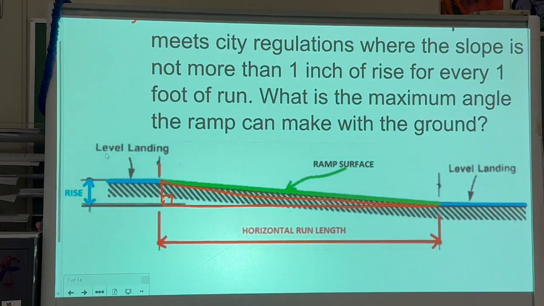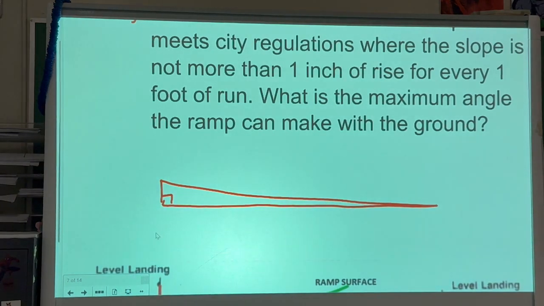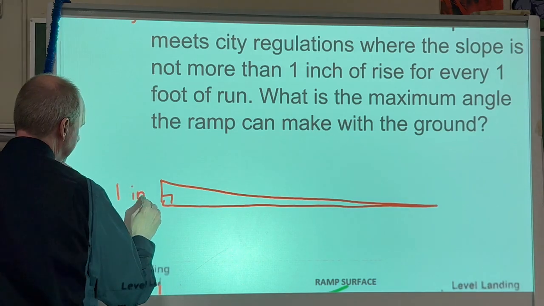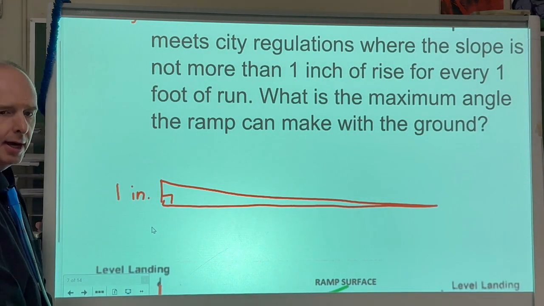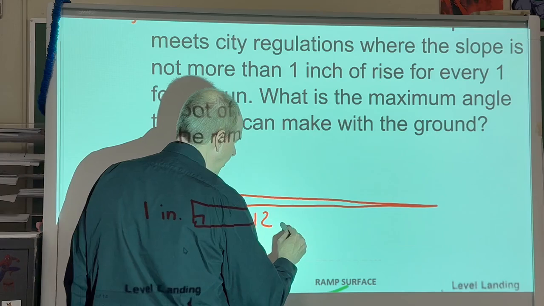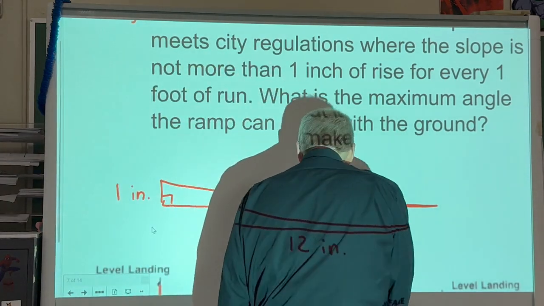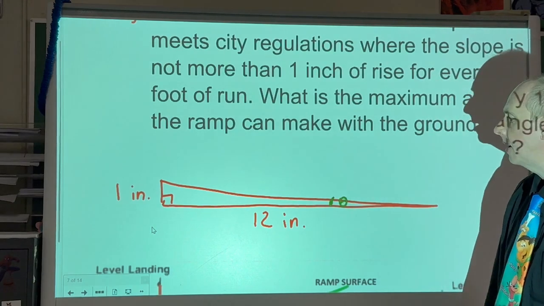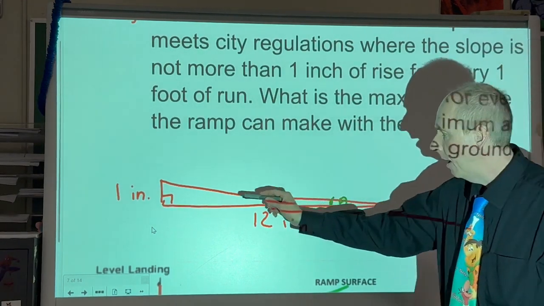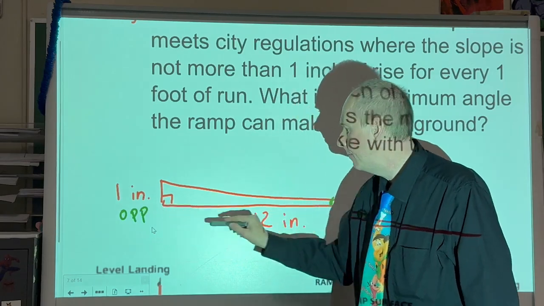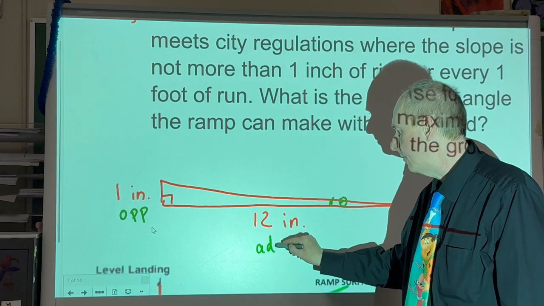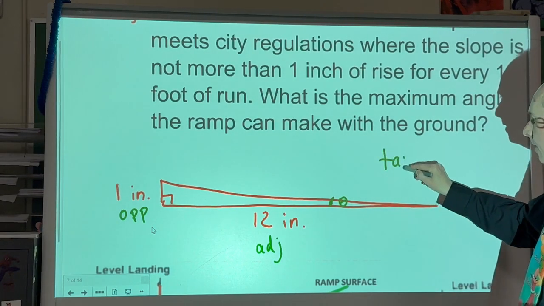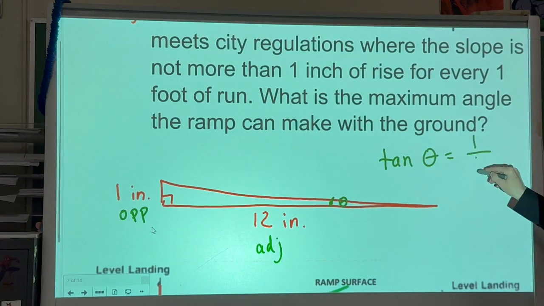Let's see what happens when we're done. 1 inch of rise. 1 foot of run. 1 foot would be 12 inches. Maximum angle would be whatever this is here. Here's my theta. So how can we find our theta? Opposite, adjacent. Which trig ratio works with opposite and adjacent? Tangent. And we're looking for an angle. So tangent of theta is 1 to 12.